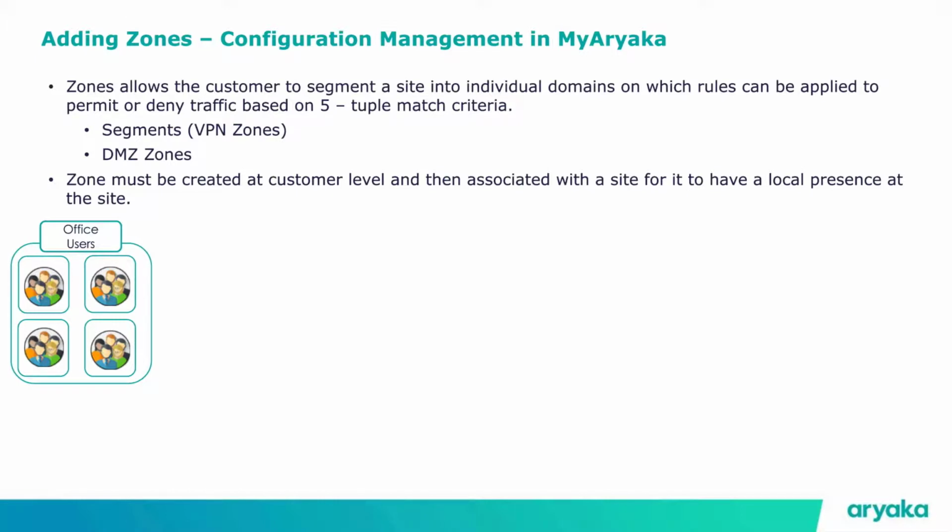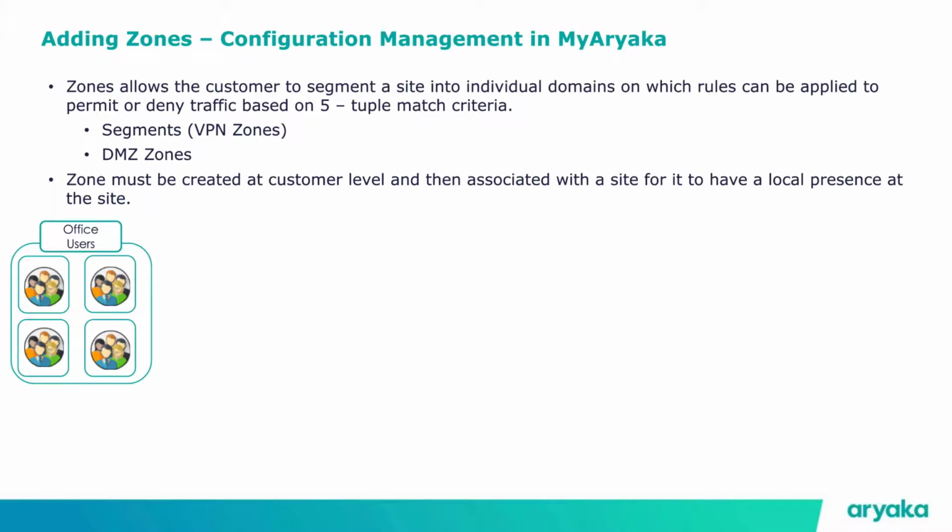Two types of zones can be configured at a site: segments or VPN zones, and DMZ zones. A zone must be created at the customer level and then associated with a site for it to have a presence at the site.